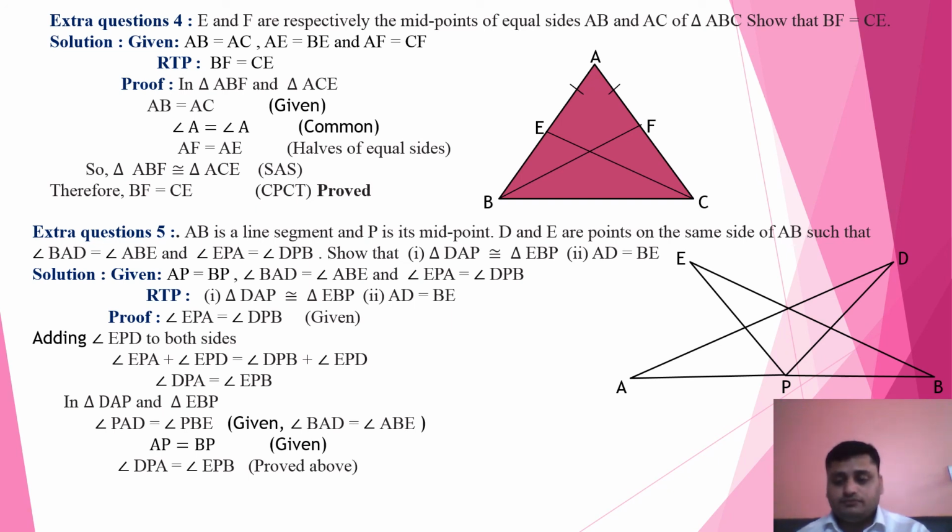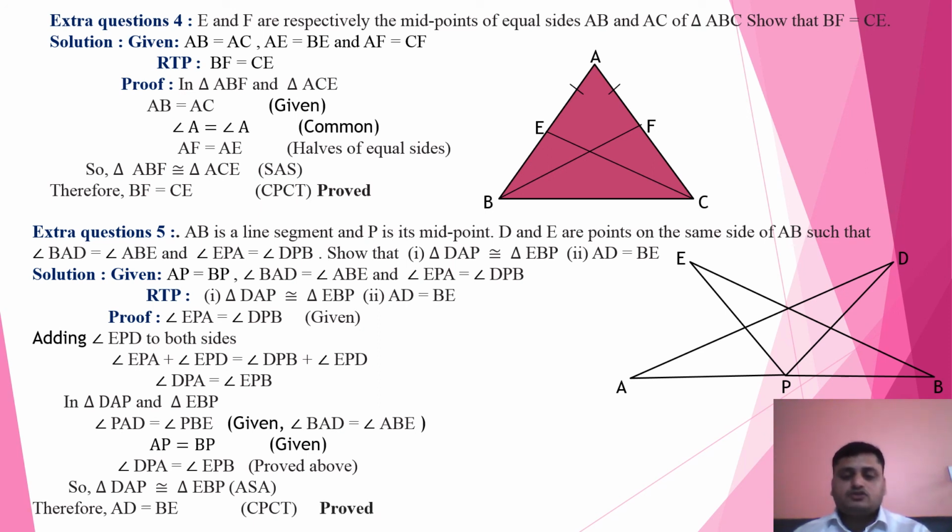Okay, so in this way these two triangles become congruent, that is triangle DAP is congruent to triangle EBP, by angle side angle congruency criteria. And if triangles become congruent, then their corresponding sides are equal, that is AD is equal to BE, and the reason will be CPCT, that is corresponding parts of congruent triangles. I hope till this it is clear. That's all for today.